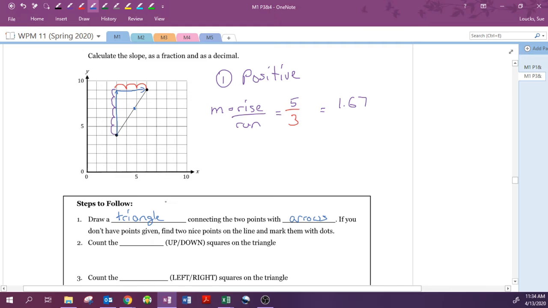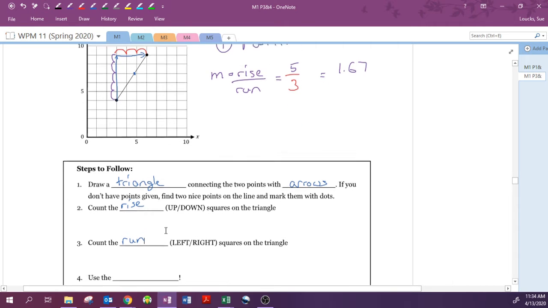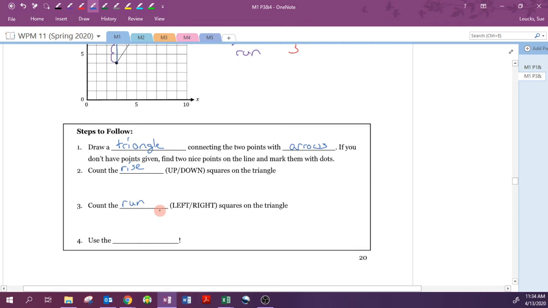Okay? And then you're going to count the rise, which is the up-down squares. And then you're going to count the run, which is the left-right squares. So the rise is positive.